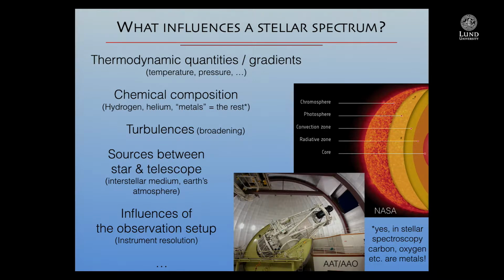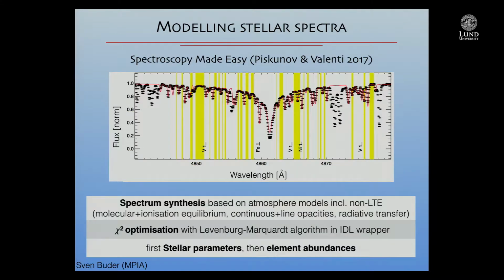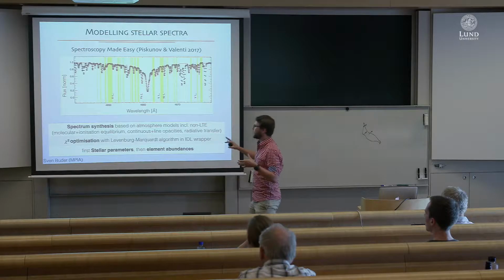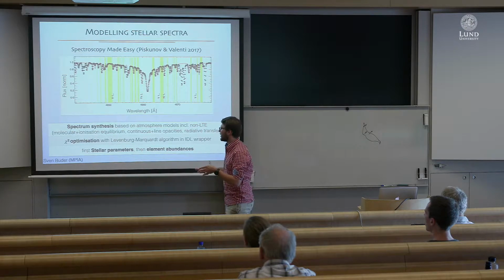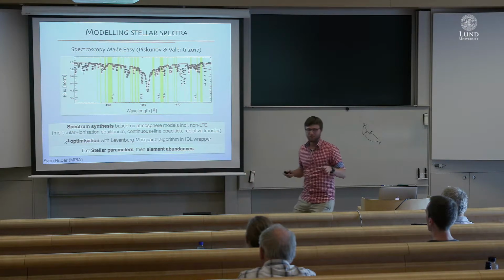And the point I want to make here is that, in the first run, what has been done so far is that you try to model stellar spectra by doing something called spectrum synthesis. So you assume a model atmosphere model. You do a lot of very difficult things. So, for example, you calculate continuous and line opacities, the radiative transfer. Then you do some chi-square optimization, and then, yeah, it's a very messy business.